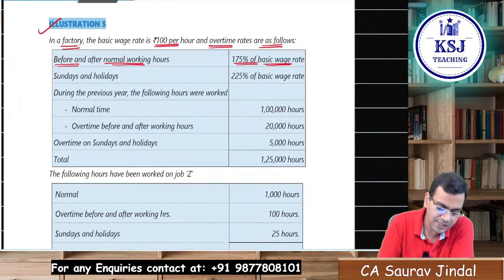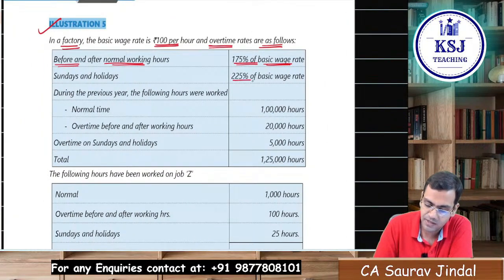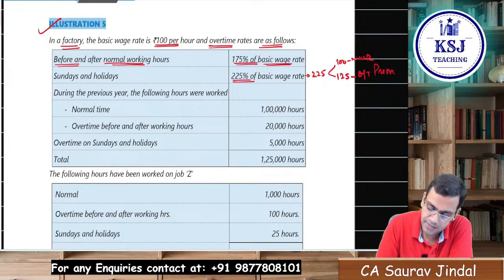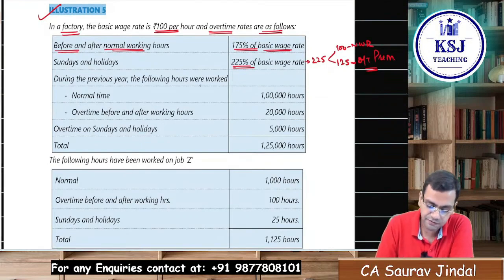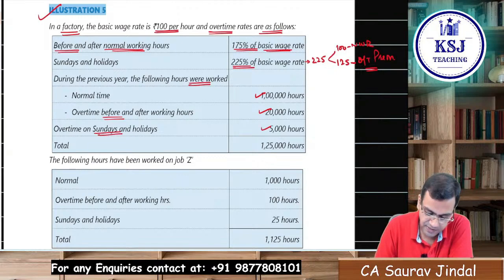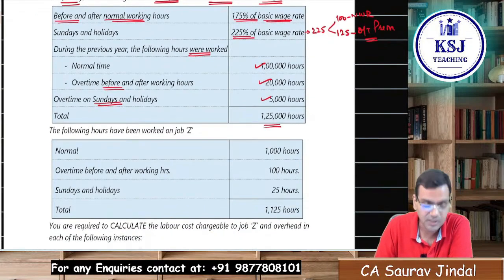Similarly, for Sundays and holidays, he is being paid 225% of the basic wage rate. That means he will be paid 225. Out of that, 100 rupees will be the normal wage rate and 125 will be the overtime premium that he will be getting. Clear? During the previous year, the following hours were worked. Normal time 1 lakh hours, overtime before and after the working hours 20,000, overtime on Sundays and holidays 5,000, and total 1,25,000 hours.